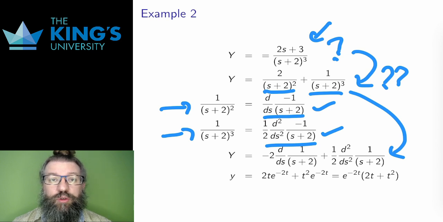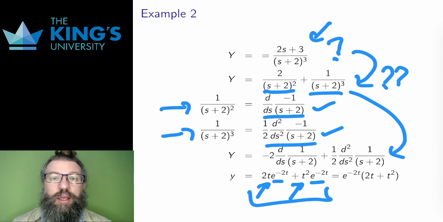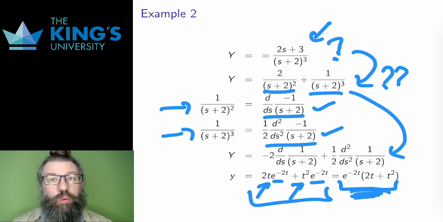1 over s plus 2 transforms to e to the negative 2t. And the derivative and the second derivative give me multiplication by t and t squared in the t domain. So these two derivatives become this using the derivative and shift setup in the t domain. As a result, this is my solution for the original differential equation via the Laplace transform. A little bit more work here in the s domain to try and manipulate it, partial fractions, derivatives, to put it into the form where I can actually recognize what's going on.